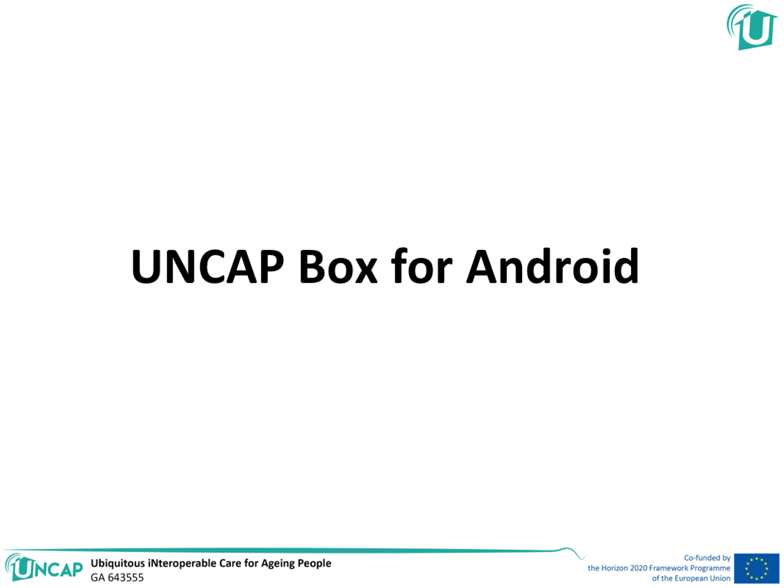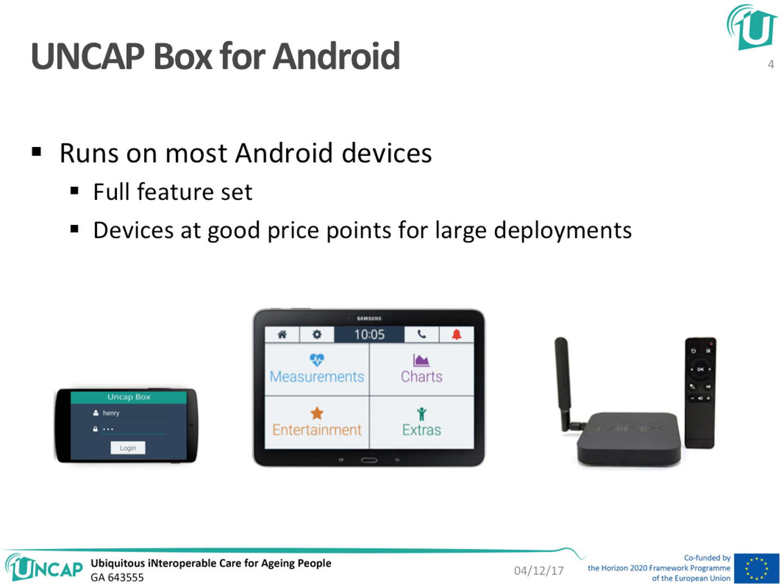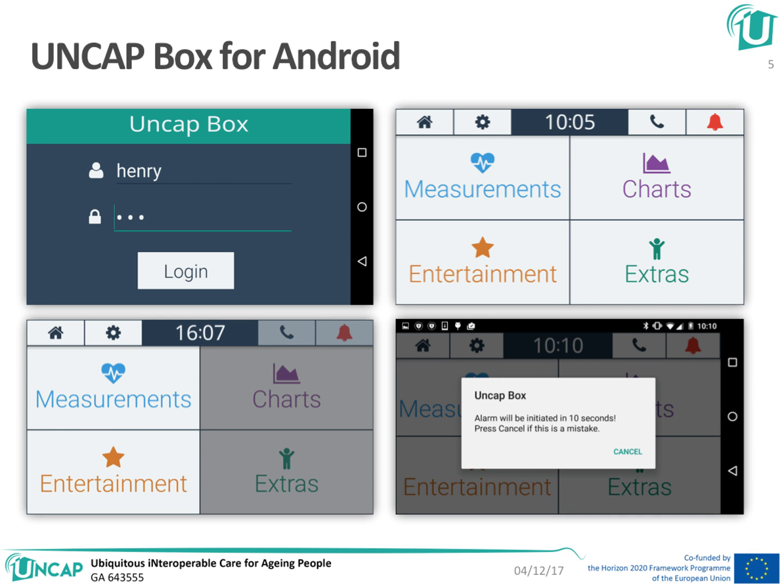Let's look at the UNCAP Box for Android first. This is the biggest piece of software that the elderly interacts with. It runs on most Android devices, for example, on phones, tablets, or set-top boxes, and supports the full UNCAP feature set. The Android platform has a suitable price point for large deployments. Now here's a couple of screenshots of the UNCAP Box for Android.